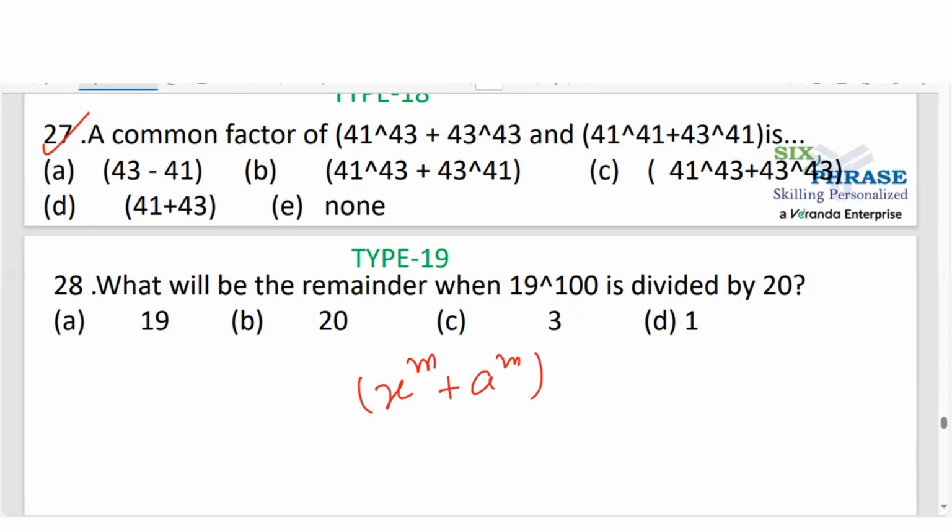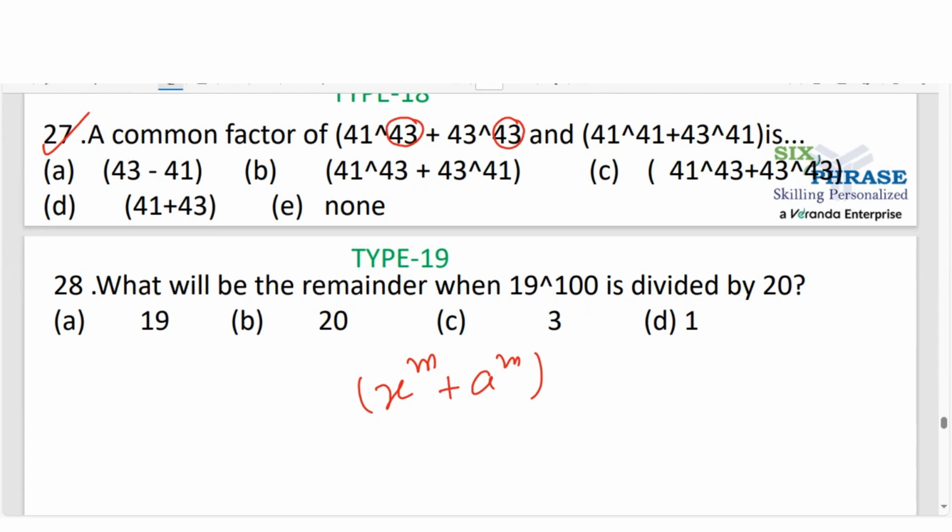So here 41 to the power 43, 43 to the power 43. Here x is 41, a is 43, and the power is the same. This is the option here: 41 to the power 43 and 43 to the power 43. Both powers are the same, so the factor will be 41 plus 43.